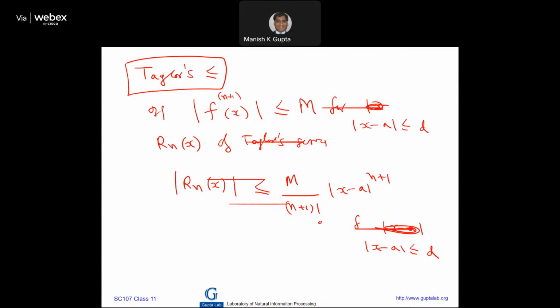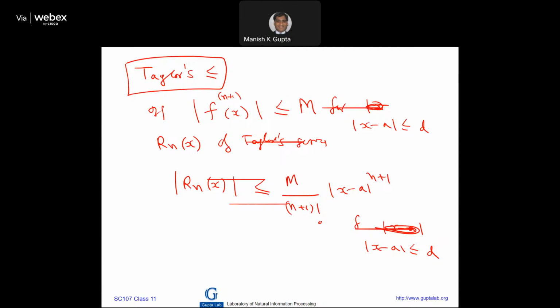So basically, first of all, I will establish this fact that the absolute value of the remainder cannot exceed this quantity. Okay. M, what is M? It is the bound of the derivative, all higher order derivatives, right? And this is for the case when mod of x minus a is less than or equal to d, some fixed number. And this is true for every n, right?